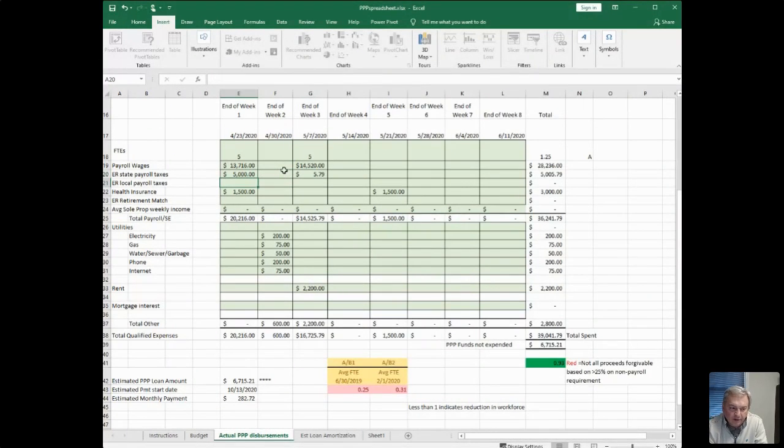We included a line for local because they allow for local payroll taxes. But in Ohio, we don't have any employer or local payroll taxes that get paid. But I include the line just so people in other areas might be able to use it. If you fund your retirement plan based on each payroll, or if you have an amount that needs to be deposited, you could probably put that in there as well.